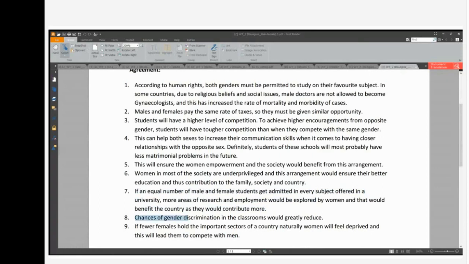And if fewer females hold the important sectors of a country, naturally women will feel deprived, and this will lead them to compete with men. So these are the things that we can say regarding this particular topic and include in our essay writing.